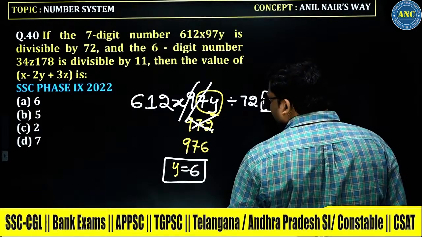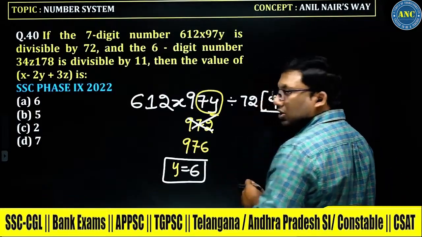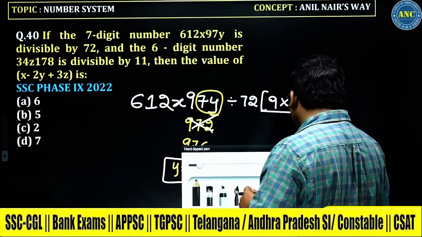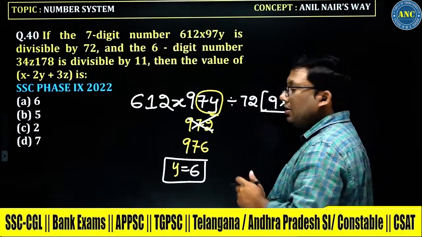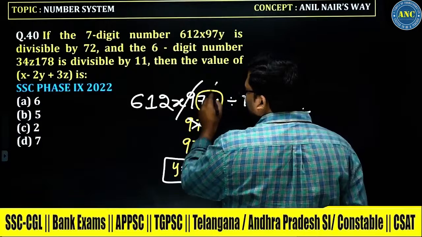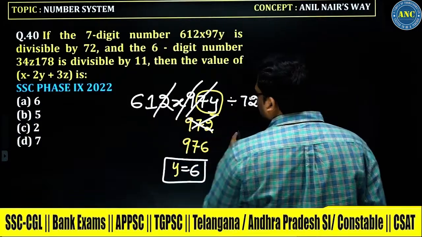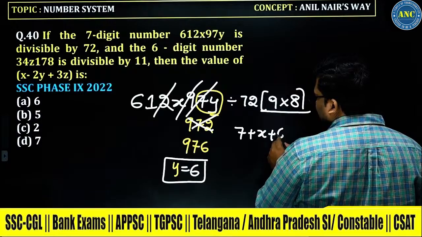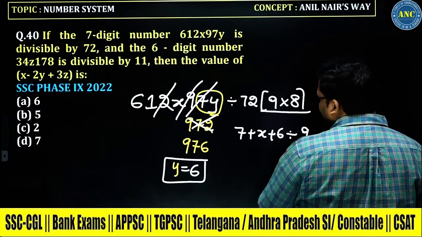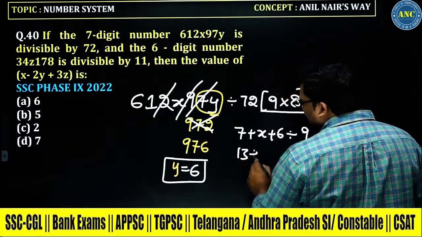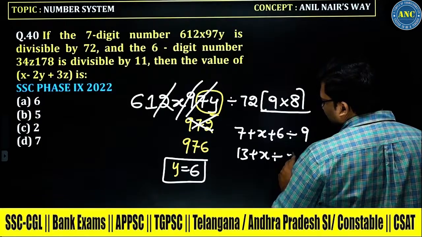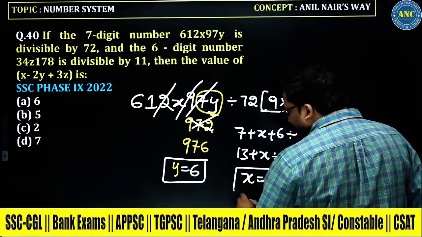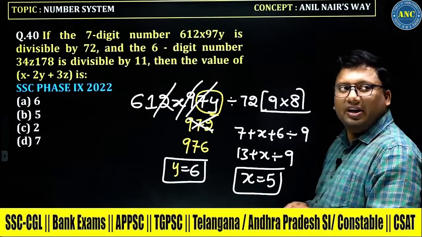Now if you see what we did, 612x97. Which numbers are divisible by 9? 9 is divisible. 7 plus 2, divisible. 6 plus 1, 7. 7 plus x plus y, where y is 6, should be divisible by 9. 13 plus x should be divisible by 9. That means the x value is 5.